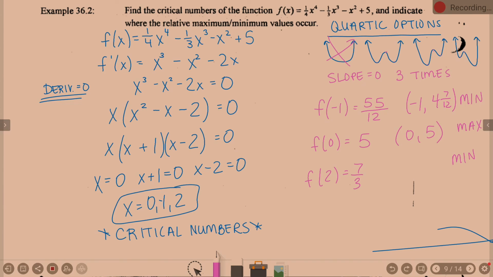0 is a max, and 2, what is that? 2 1/3 is a min. It is 2 1/3, isn't it? Yeah. I have 2 2/3 written in my notes. Obviously, I didn't know what I was doing there.